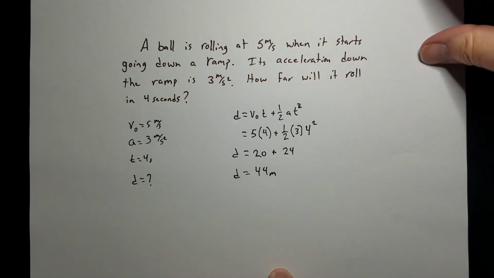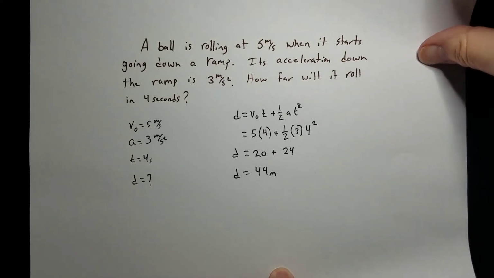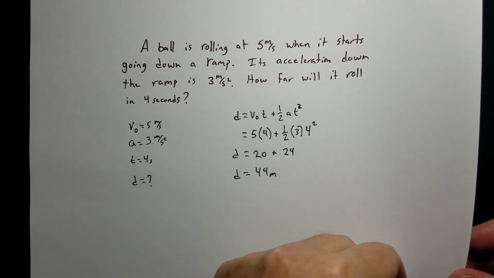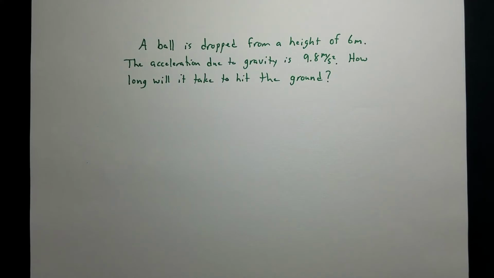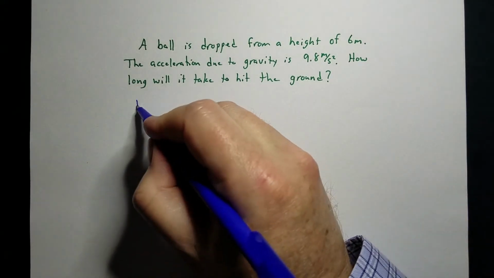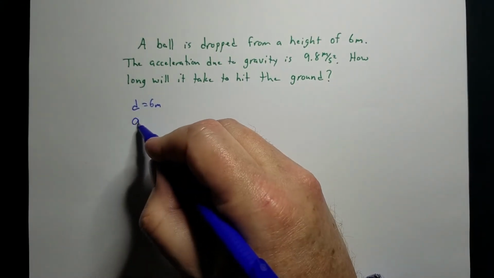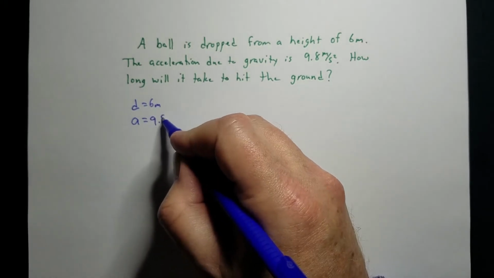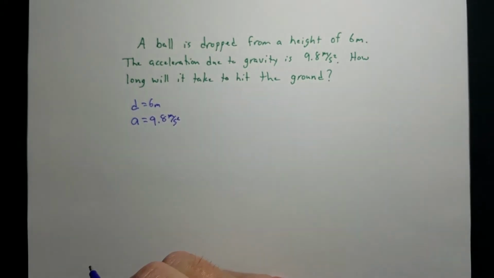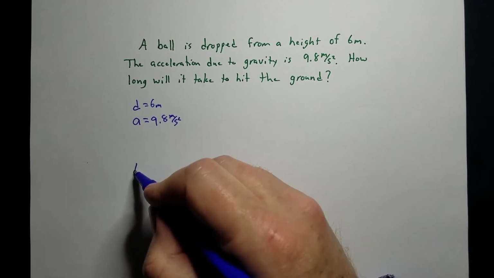Now let's take a look at another one. Let's take one where we have to solve for something different. On this one, a ball is dropped from a height. We've got an acceleration, and we want to know how long it will take to hit the ground. For this one, we have a distance of 6 meters. We have an acceleration of 9.8 meters per second squared. And we're looking for a time.